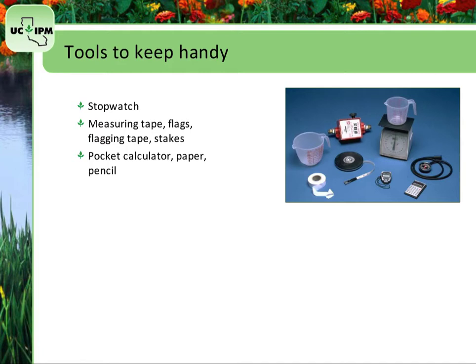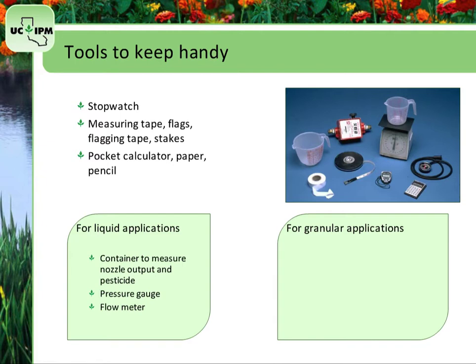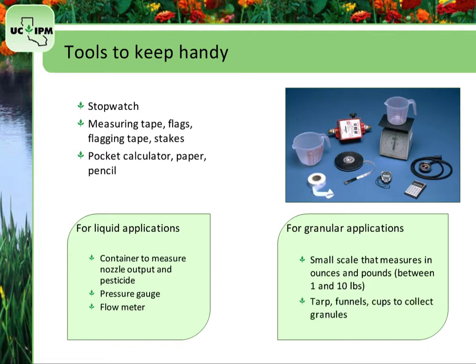Liquid and granular application equipment have different calibration techniques and therefore require different calibration equipment. Keep calibrated containers and tools handy to measure spray nozzle output and pesticide. For larger powered equipment, a pressure gauge will help check boom pressure, and a flow meter can be used to measure the amount of water put into a tank. If you are using granules, you'll need a small scale that can measure in ounces and pounds, between 1 and 10 pounds, to weigh granules collected from a granule applicator. A tarp, funnels, or cups can help you collect granules.